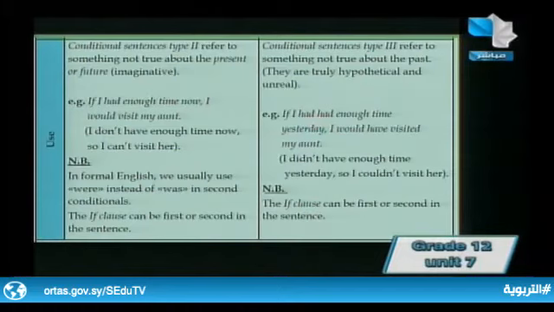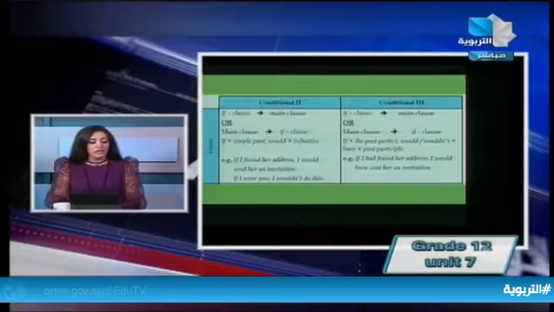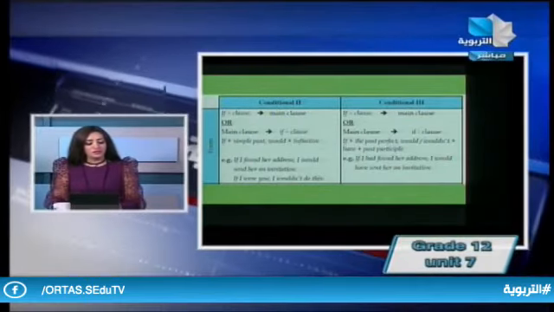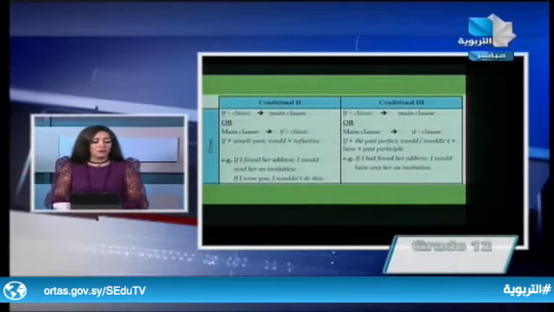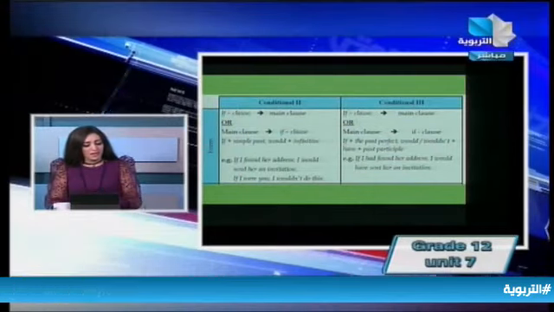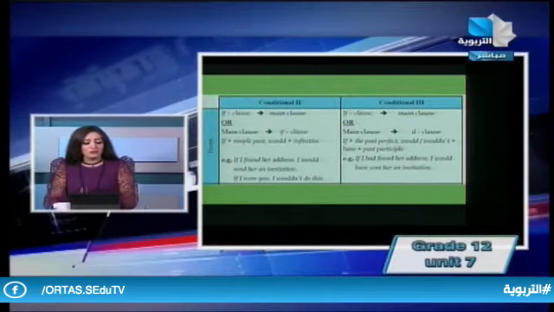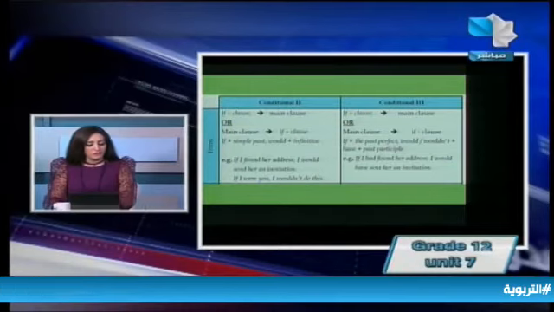Another example for the conditional type 2: if I were you, I wouldn't do that. So in the final form, we have if plus past simple. In the main clause, we've got would plus infinitive.